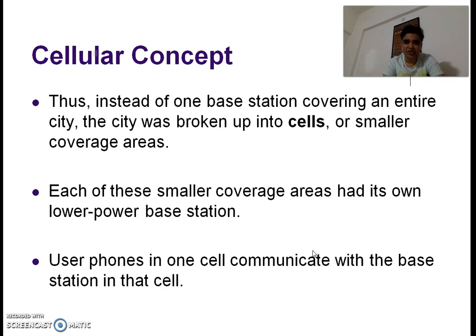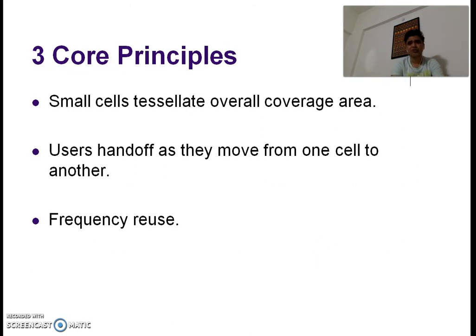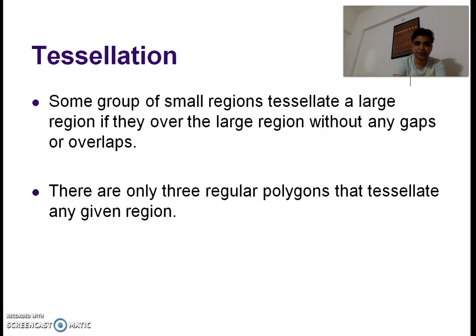Thus, instead of one base station covering an entire city, the city was broken up into small cells, smaller coverage areas. Each of these smaller coverage areas had its own low power base station. Users' phones in one cell communicate with the base station in that cell. So three core principles used while designing small cells: tessellate the overall coverage area, users hand off as they move from one cell to another, and the frequency is to be reused.